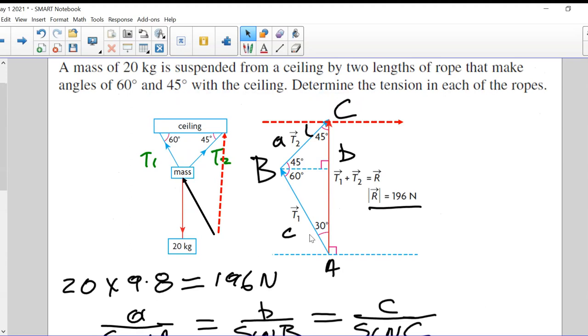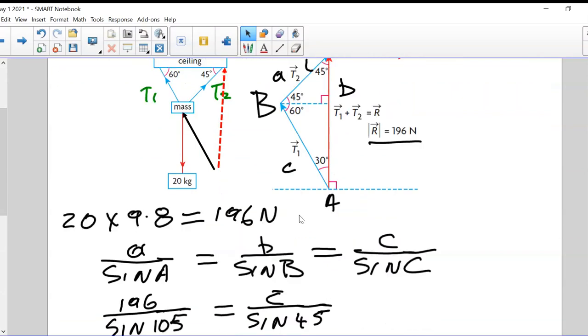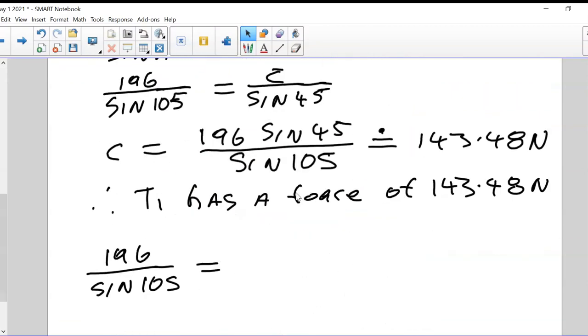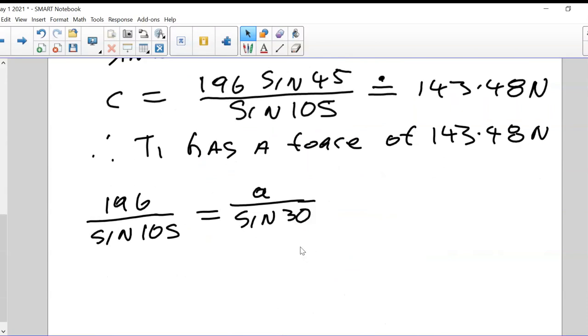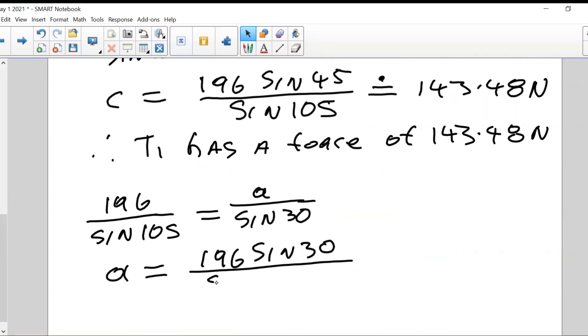Right? I'm looking for T2. You can see my diagram, hopefully. So it's A over the sine of 30. Thank you very much. So A over the sine of 30. Therefore, A, and thank you by the way, Fernando, I'm going to be asking somebody else for that in a minute, is equal to 196 sine 30 over the sine of 105.